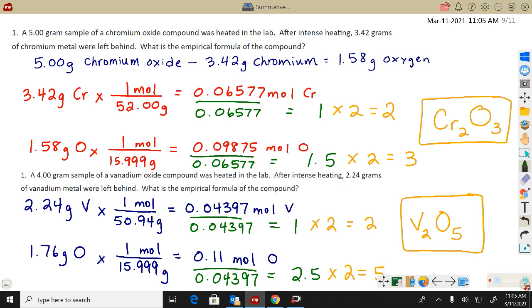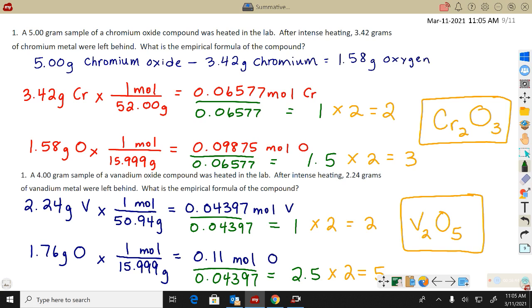If you get a little too ambitious and you round a little aggressively, when you get to the point where you're dividing by the smallest to get a whole number ratio, it might not be a nice whole number. If you jump the gun a little bit and you round it too much.